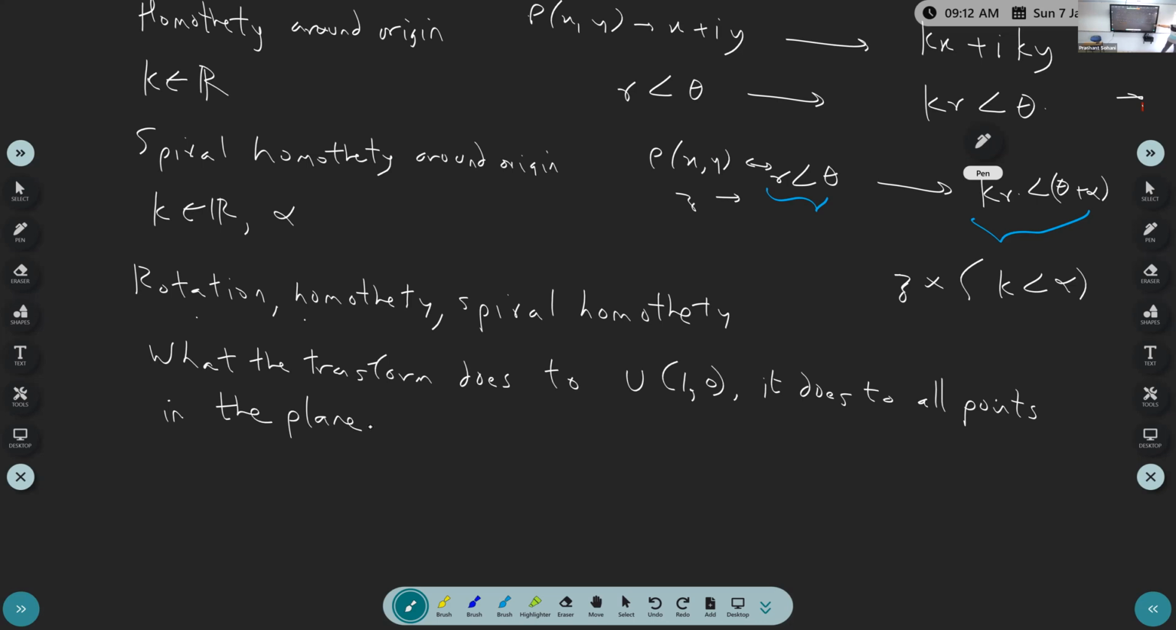So the special point which has coordinate 1 comma 0, you just observe what is happening to that point, and whatever happens to that point happens to every point in the plane. Okay, let me explain what that means.